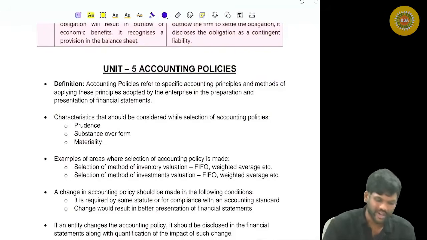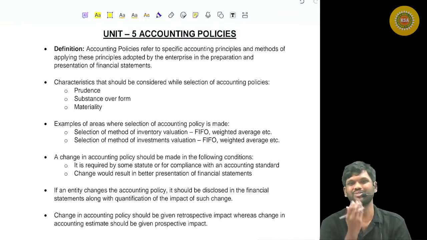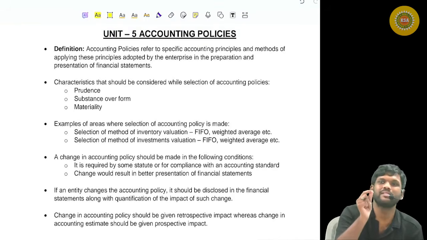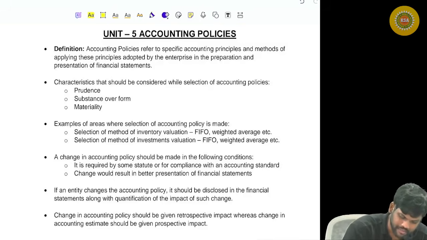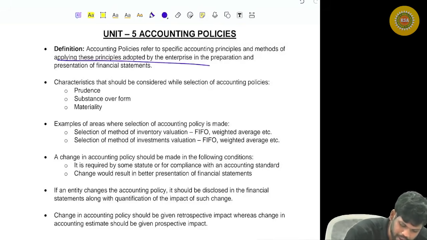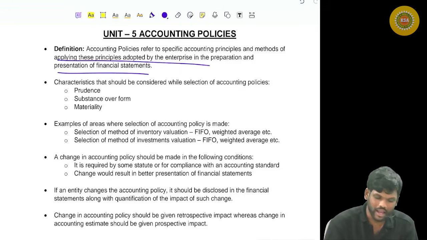Then moving on to unit 5, accounting policies. This is a very small unit, very simple unit. Accounting policies are nothing but principles which are followed in preparation and presentation of financial statements. The ideas and principles you follow to prepare financial statements, that is called accounting policy.